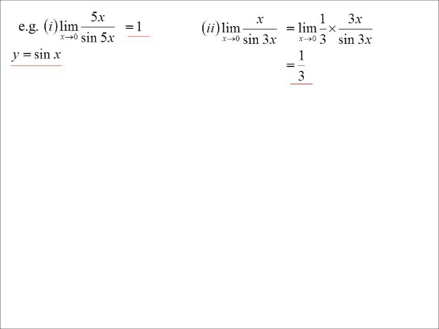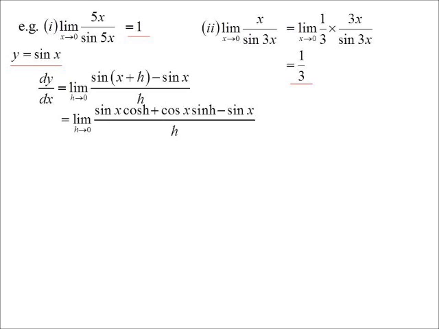Okay, let's see how we differentiate sine x. Remember our first principles formula. The limit as h approaches 0 of sine x plus h minus sine x all over h. Going to expand out the sine. So sine, cos, cos, sine. If it's the sine, it's the sine.